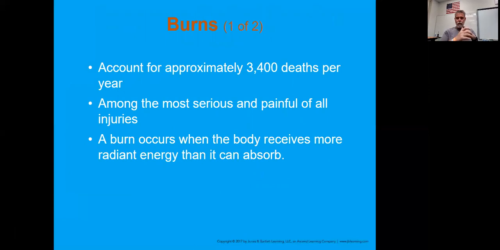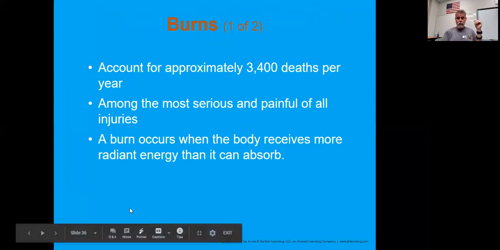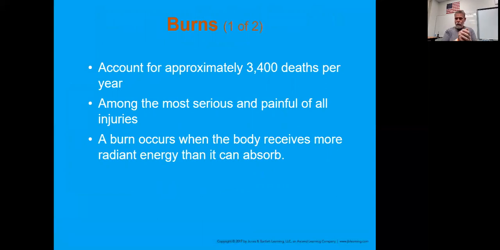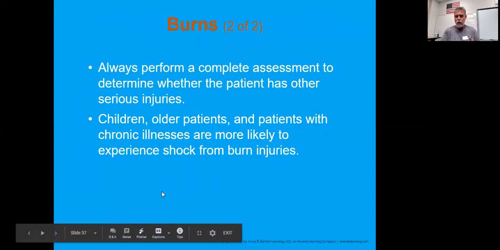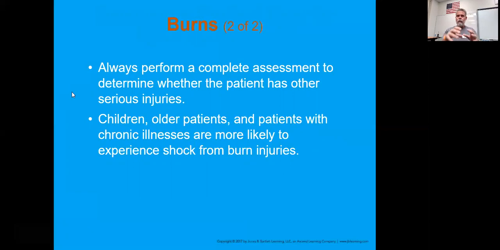So as far as burns go, and we'll see the different degrees, the first, second, third degree with your burns, but these have got to be the most painful of all injuries. I definitely agree with this. And if you need to define a burn, it's when the body receives more radiant energy than it can actually absorb, right? You can take so much, but eventually, as that is increased, they're going to have damage to their soft tissue. So it's a complete assessment just to make sure you haven't missed anything.